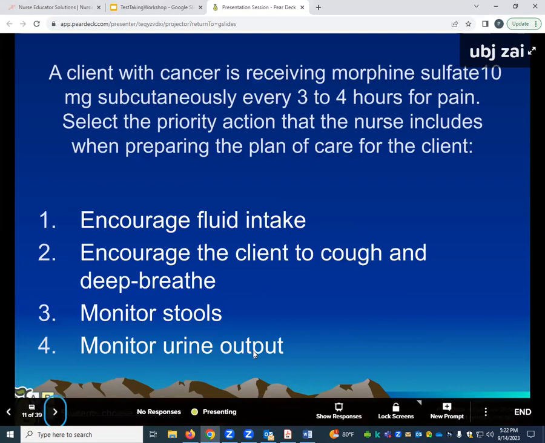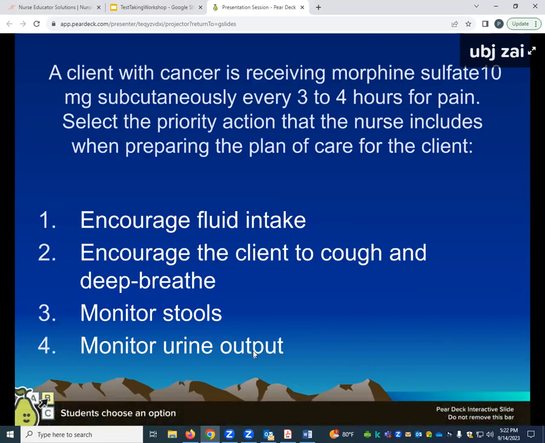A client with cancer is receiving morphine sulfate 10 milligrams sub-Q every 3 to 4 hours for pain. Select the priority action the nurse includes when preparing the plan of care for the client. Encourage fluid intake. Encourage the client to cough and deep breathe. Monitor stools. Monitor urine output.